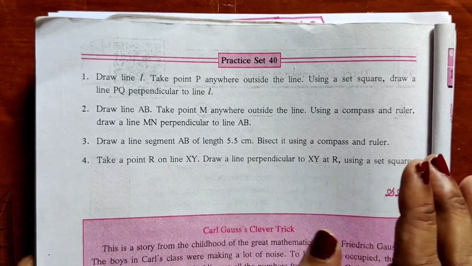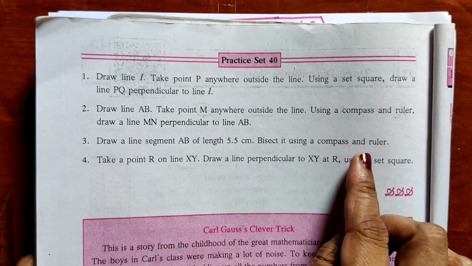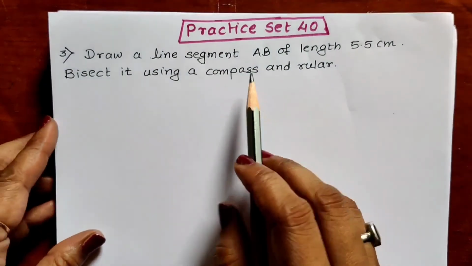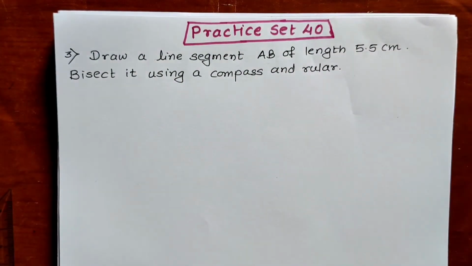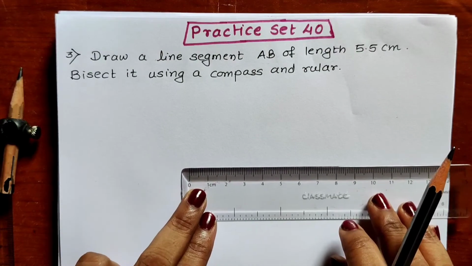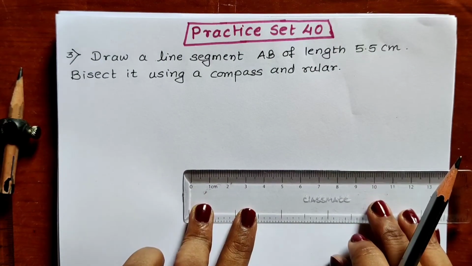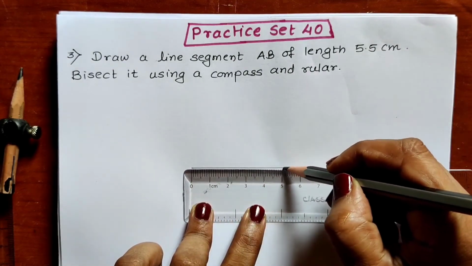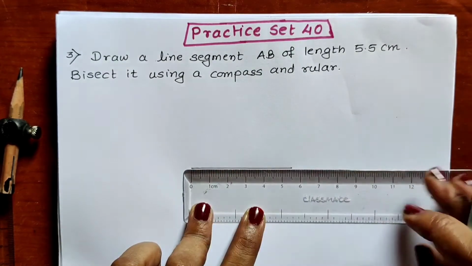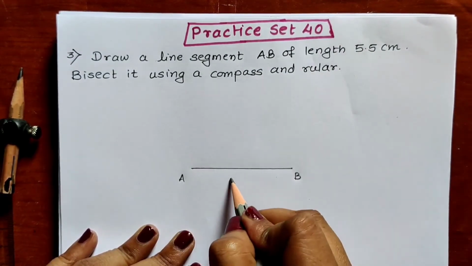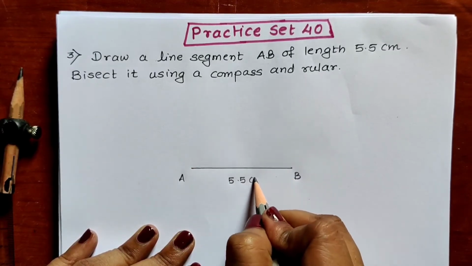When we draw, we will get to know about it. What do we have to use? We have to use compass and ruler. So let us draw. First, what we have to draw? Line segment AB of length 5.5 centimeter. So just take 5.5 centimeter. Here it is 0 and here it is 5.5. In this way, we have to join these two points. This is line segment AB, which has the length of 5.5 centimeter.